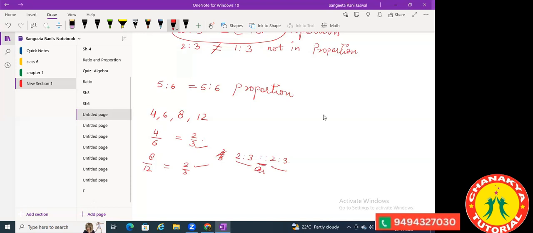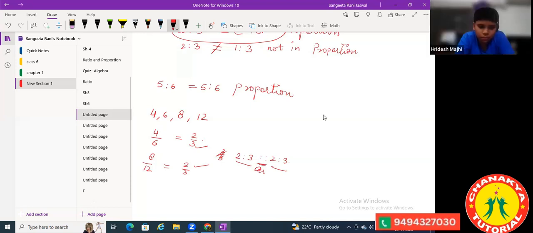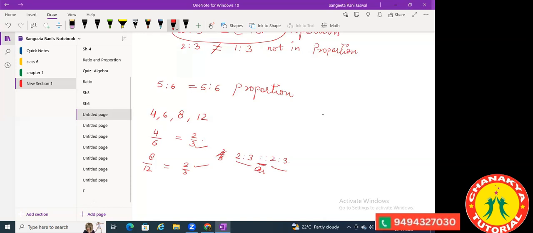Yes, Ridesh. Yes, ma'am. Okay, 2 is to 3. The ratio is read as 2 is to 3. Okay, a proportion is read as 2 is to 3 as 2 is to 3. Okay, Shivani, you understood proportions now?